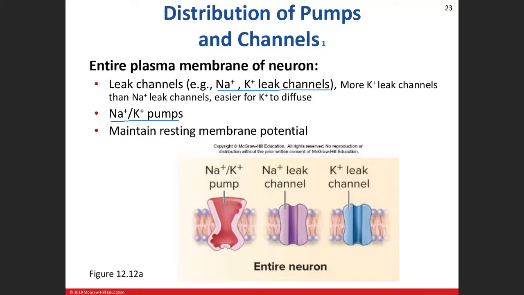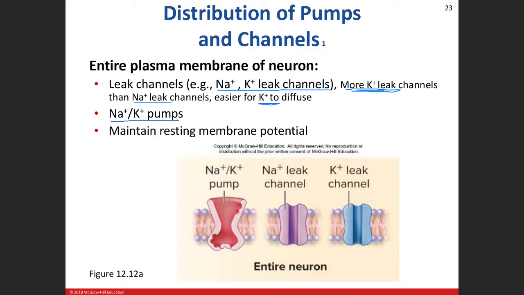Number 2, an important fact off of this slide here. There are way more potassium leak channels than sodium leak channels, and there's a big significance for that, which we'll touch on. Basically, potassium can diffuse that much easier across the plasma membrane than sodium can, because there are more leak channels for it. I'll explain the purpose for that.